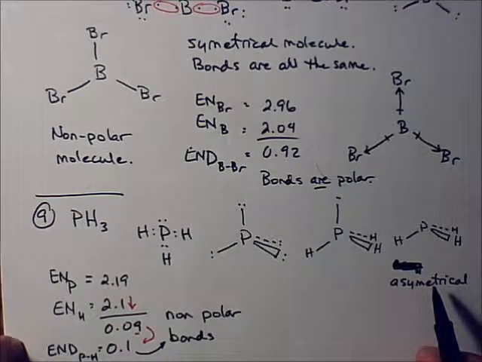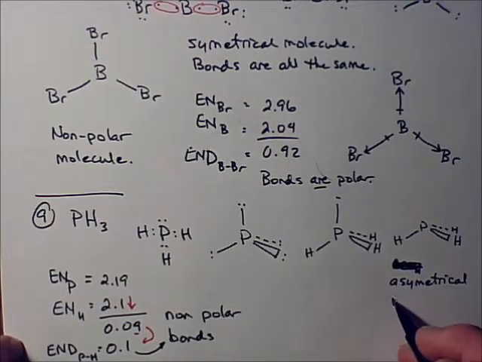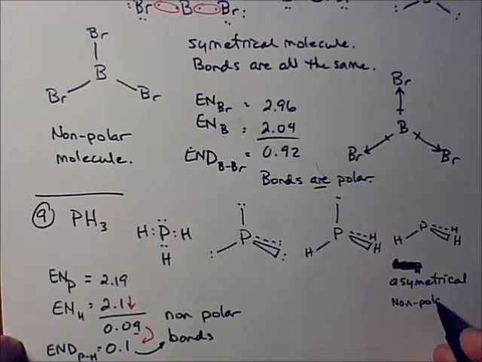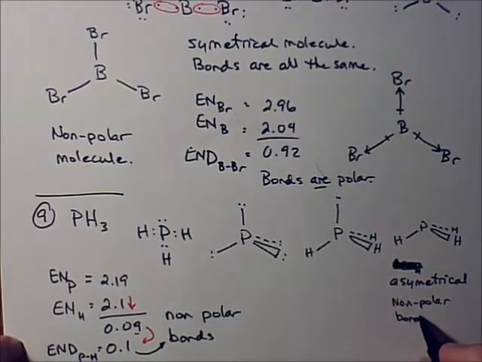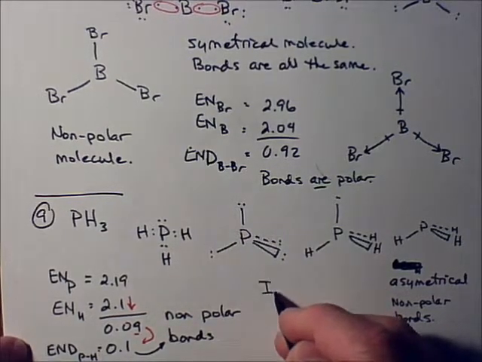So we have an asymmetrical molecule, but we have nonpolar bonds. You cannot have a polar molecule if the bonds are all nonpolar. If all the bonds are nonpolar, it doesn't matter about everything else. If all the bonds are nonpolar, then your molecule is nonpolar.